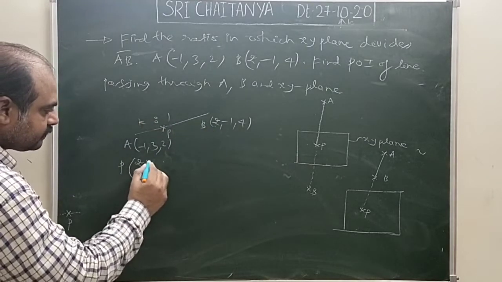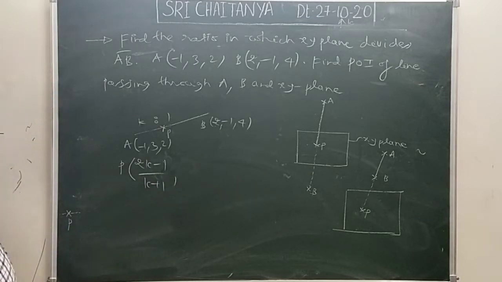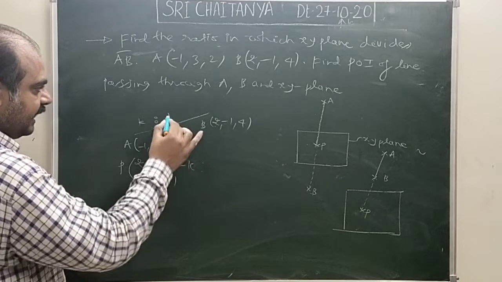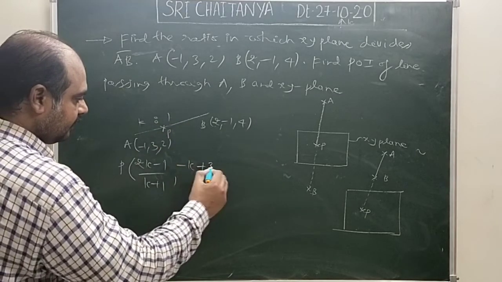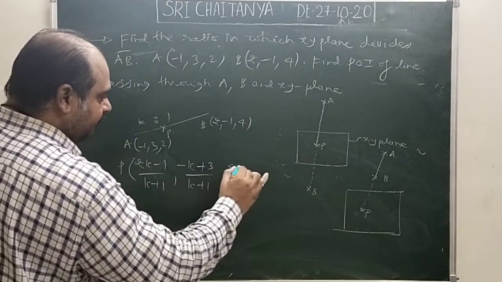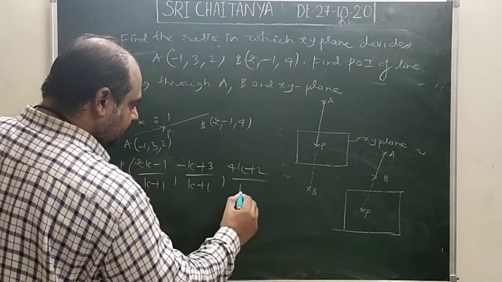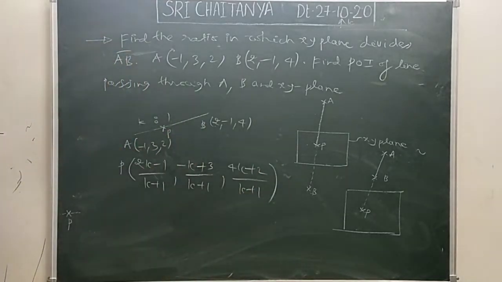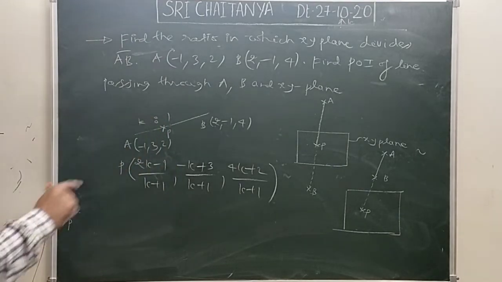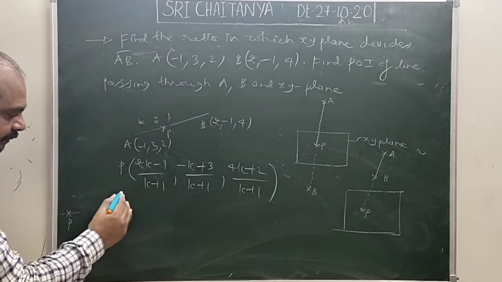Mx2 plus Nx1 divided by M plus N. Here we get P as (2K minus 1) divided by K plus 1, then (minus K plus 3) divided by K plus 1, then (4K plus 2) divided by K plus 1. That is the point P in the ratio K is to 1. You can take M is to N also, but if you take a single variable, it becomes easy. So K is to 1 is the point I have written.